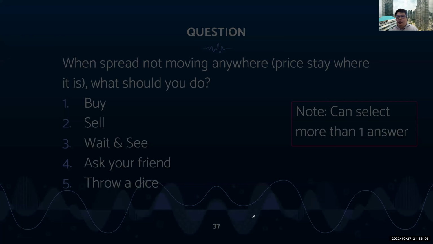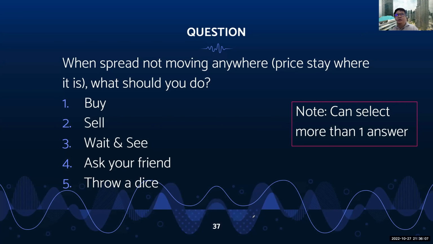So enough numbers, theory, calculations. We ask the last question again. When the spread is not moving anyway, the price stays where it is, what should you do? Please type your answer in the chat box.